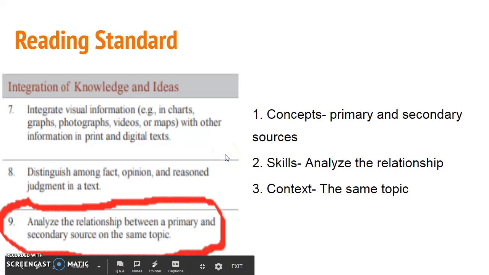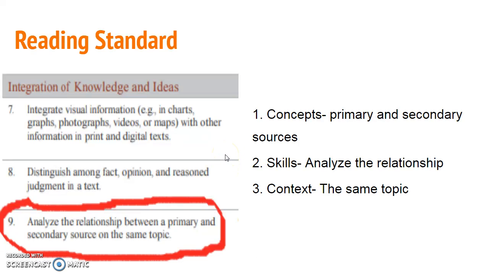So let's look at this first standard, the reading standard. Analyze the relationship between a primary and secondary source on the same topic. So the concepts are primary and secondary sources. The skill is to analyze their relationships. The context, the same topic. I chose this standard because I thought it was important that students will develop more of an appreciation and respect for history and primary sources.